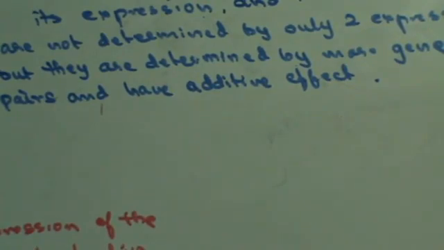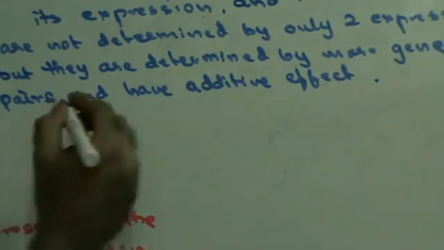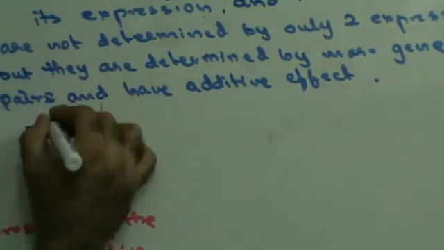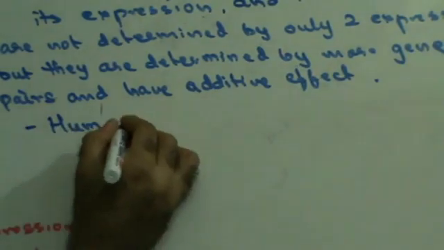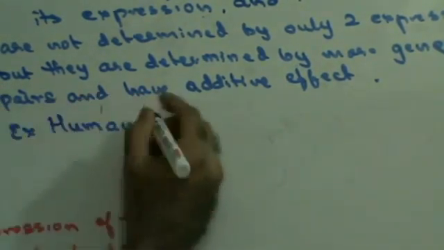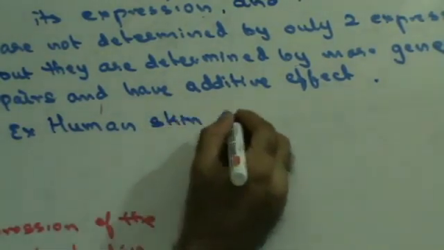let us see human skin color. I could give you two examples. I could give you example of human skin color. I could also give you example of the color of the wheat kernel. Right? First, let's see human skin color because that's easier for us to understand. Human example, human skin color.